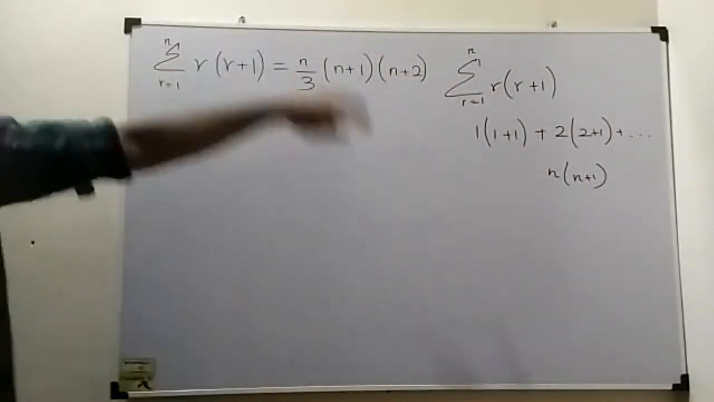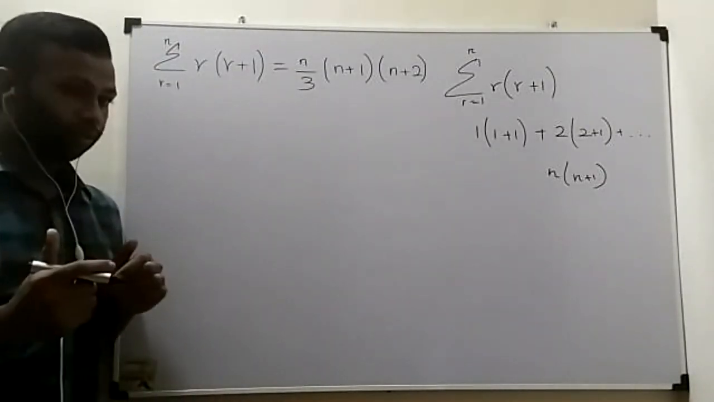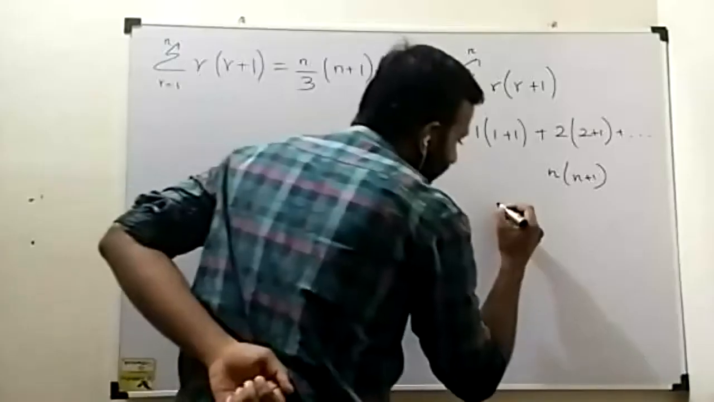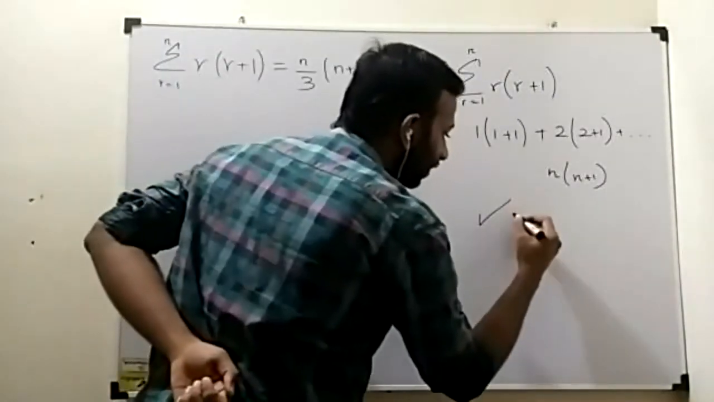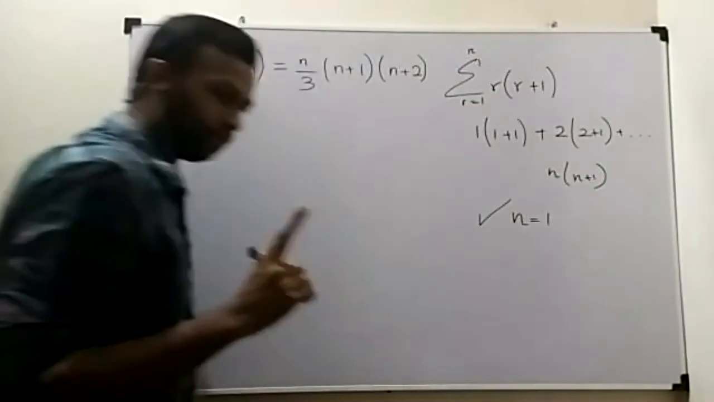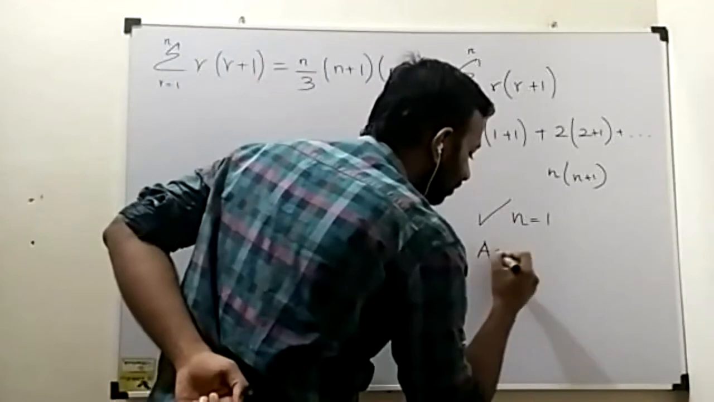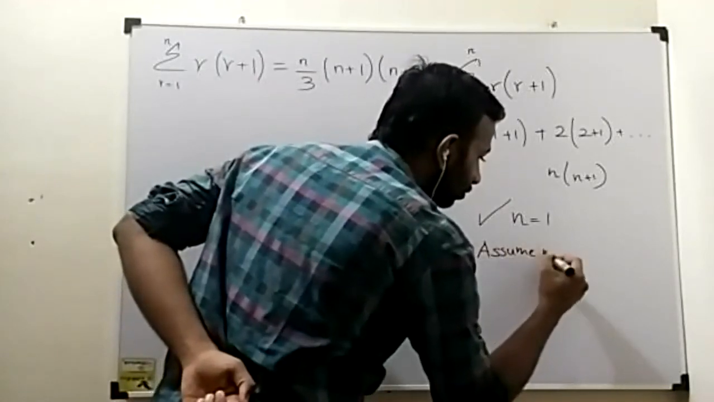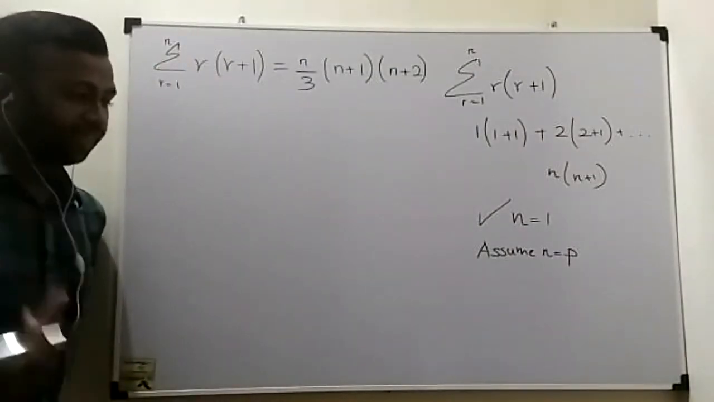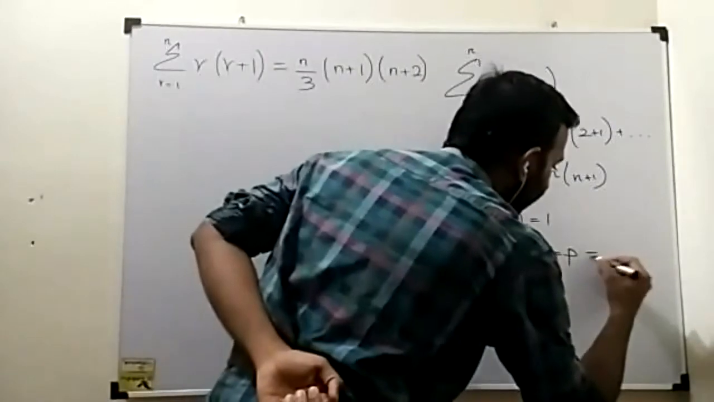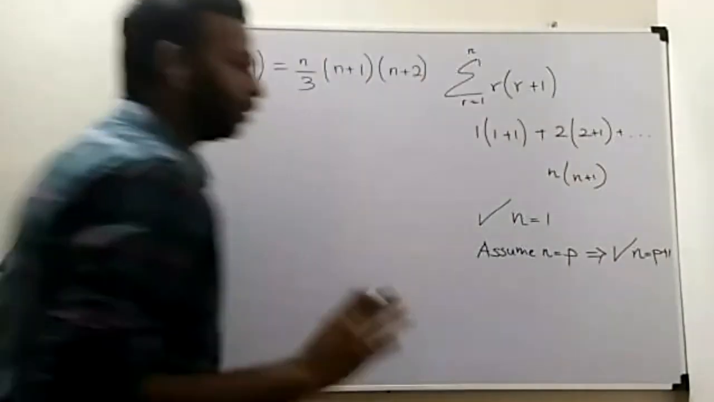So what we need to do in mathematical induction is basically 3 steps. First, they have given the statement, this is equal to this. We need to first prove the statement is true when n is equal to 1. That's the first step. The second step is we need to assume that the statement is true when n is equal to p. P is just an arbitrary number, it could be any number. And then we need to prove that the statement is true when n is equal to p plus 1. So simple, just 3 steps.